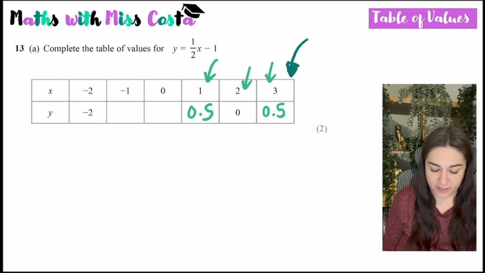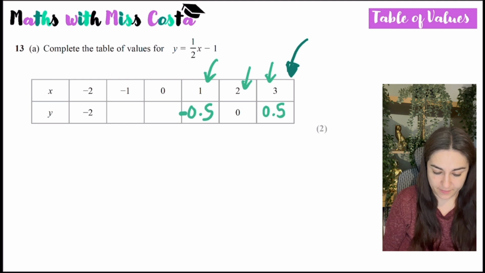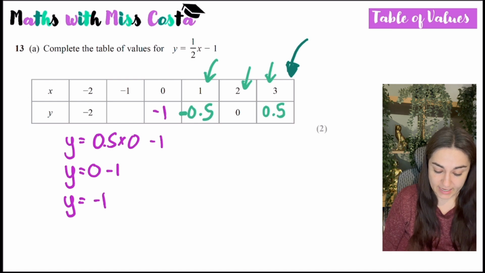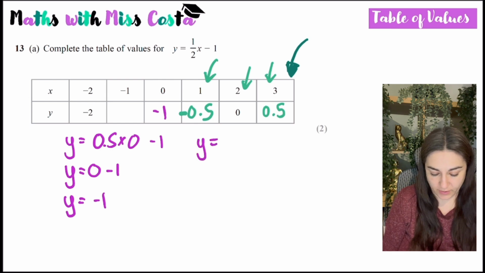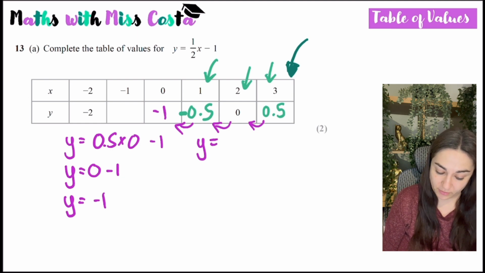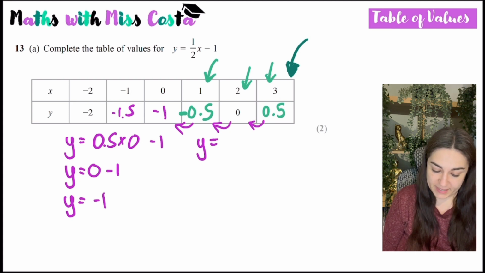Now, once you've done a few, you might notice a pattern, but let's just keep going anyway. So y is 0.5 times 0, and then I take 1. So 0 times anything is 0, and 0 take 1 is minus 1. And the last one, you've got -1. You might have noticed a pattern, and that's the good thing about doing these, is that they always show you a little pattern. So you can see that it's going down in 0.5s. So I can predict that it's going to be minus 1.5. But let's show if that's true.